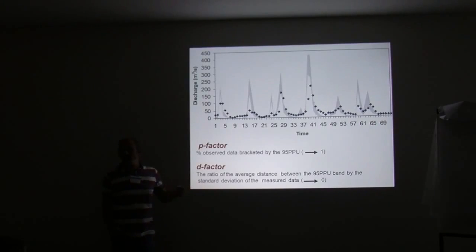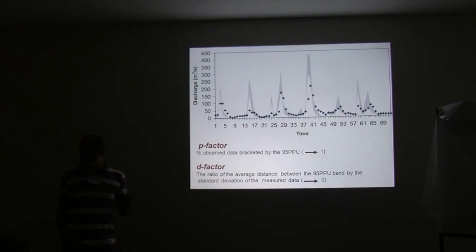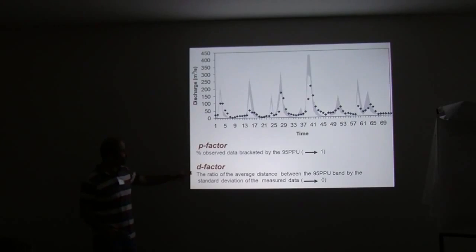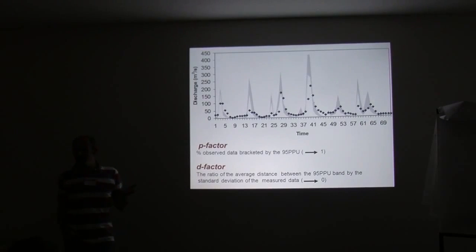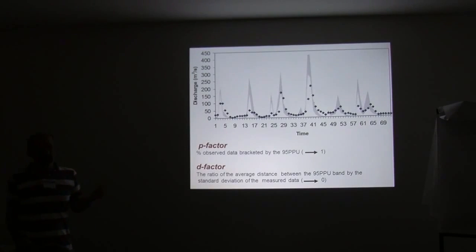So just like R squared, the best value is 1. Here, the best value is if this approaches 1 and that approaches 0. So I have a way of quantifying the goodness of the calibration and the uncertainty.